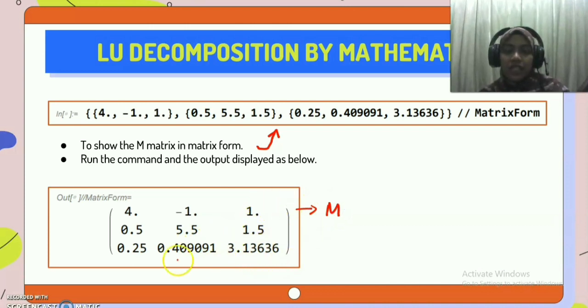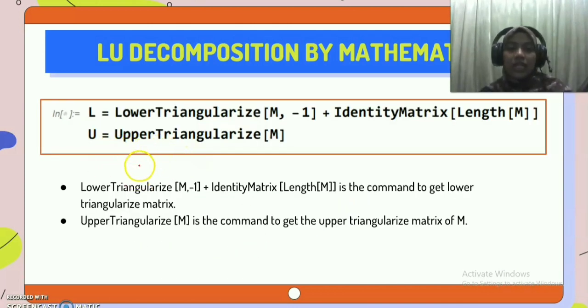From the matrix M, we're going to split it into a lower matrix and an upper matrix. Next is the command to get the lower and upper matrix. So L is equal to LowerTriangularize[M, -1] plus IdentityMatrix. LowerTriangularize[M] is the command to get the lower triangularized matrix. I will explain it later. What does it mean by LowerTriangularize[M, -1] and plus identity matrix? For the upper triangularized, we use U. U is equal to UpperTriangularize[M], the command to get the upper triangularized matrix of M.